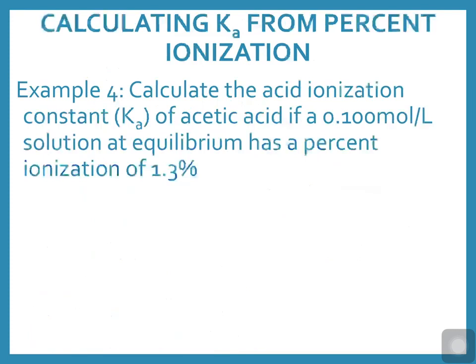Okay, and the last example I'm going to do, so calculate acid ionization constant, so Ka of acetic acid, if a 0.100 molar solution at equilibrium has a percent ionization of 1.3. So we have, again, acetic acid, so CH3COOH plus water dissociates into acetate ion and hydronium ion.